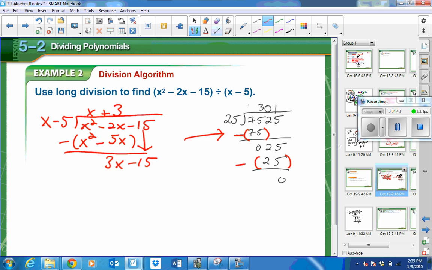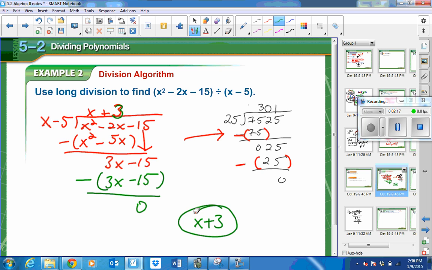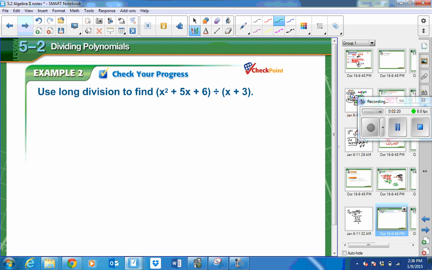So now we need to multiply this 3 by everything, by x minus 5. So we get 3x minus 15. And remember, we're subtracting that. So we get 3x minus 3x is 0, and negative 15 minus negative 15 is 0. So we have a remainder of 0. So we would say that x squared minus 2x minus 15 divided by the quantity x minus 5 is equal to x plus 3.